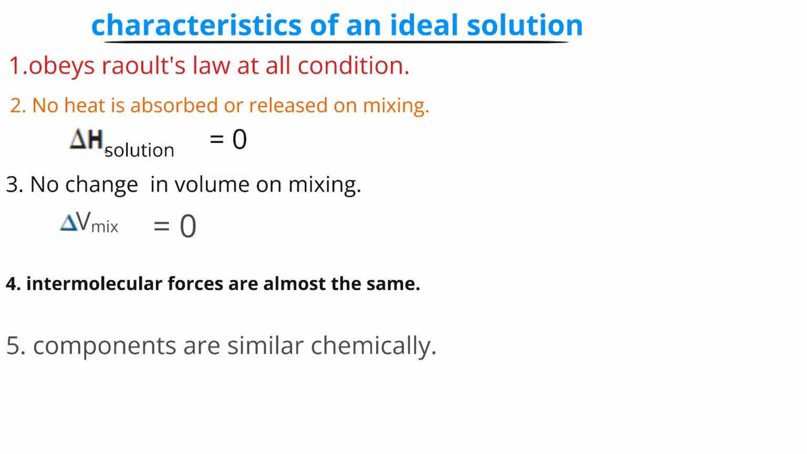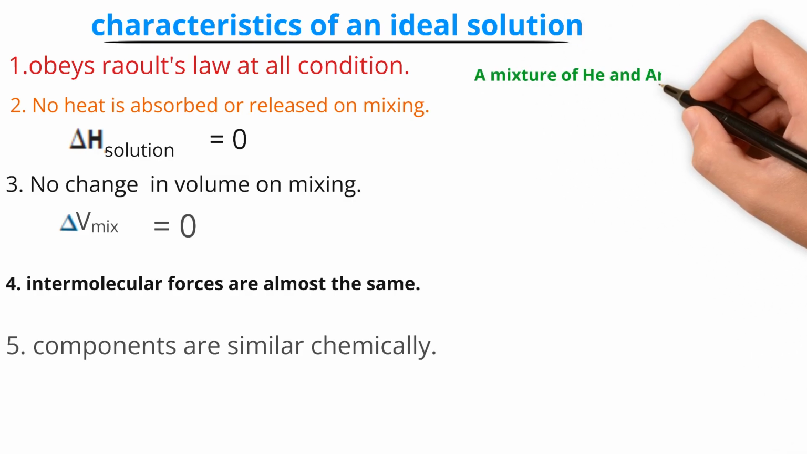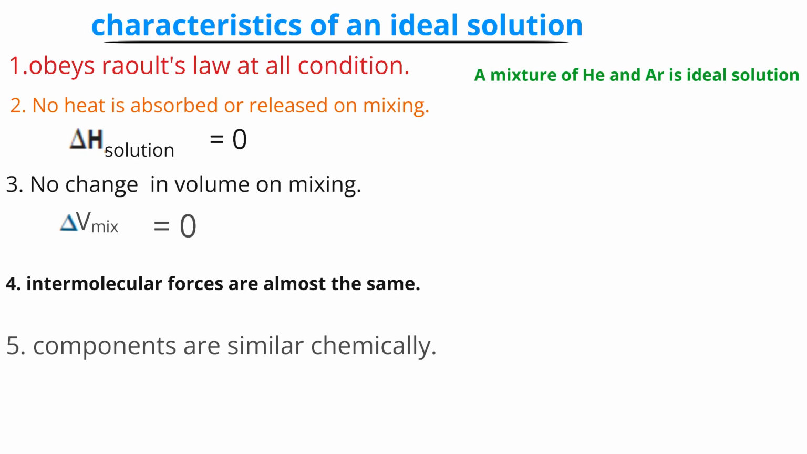Let me give you some examples. A mixture of helium and argon is an ideal solution because helium and argon have similar chemical properties. The second example, a mixture of methanol and ethanol forms an ideal solution because methanol and ethanol have the same functional group, therefore they have the same chemical property and they form an ideal solution.